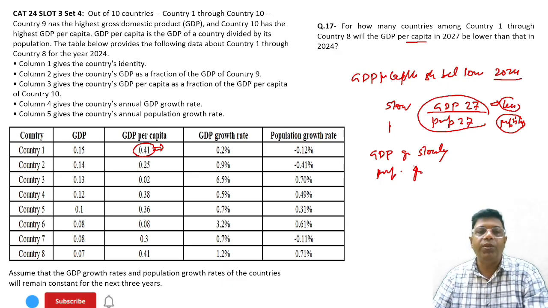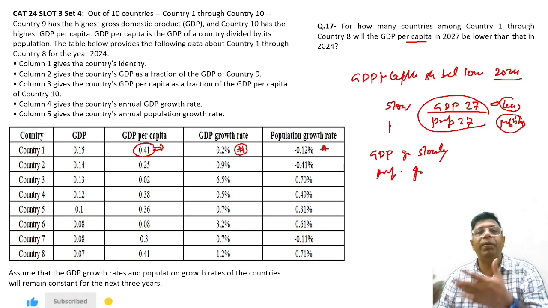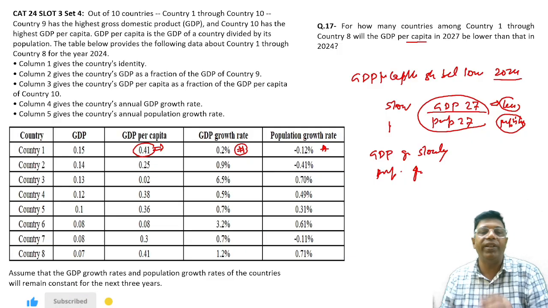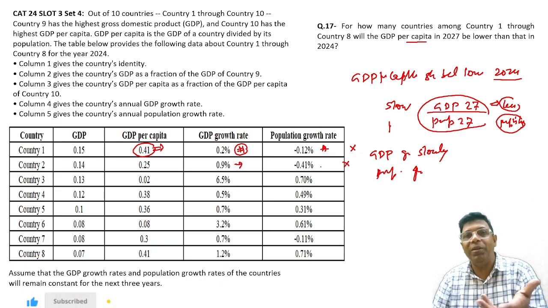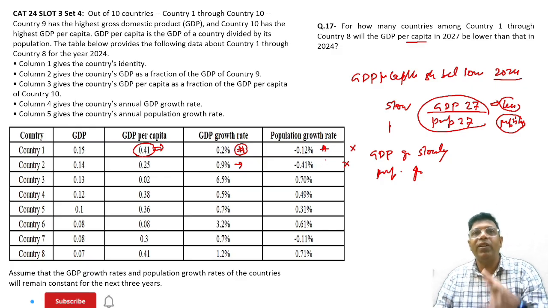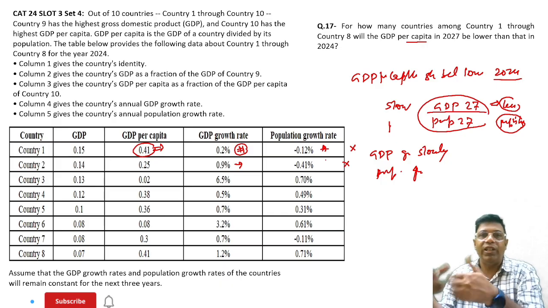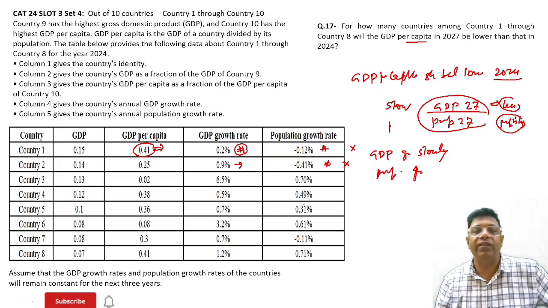Now let's observe. For country 1, GDP growth rate is at 0.2%, while population is decreasing, which means GDP per capita will go up. It won't come down. Now have this kind of observation. So gone. Same is here because GDP is growing at a positive rate and population is decreasing. So obviously GDP per capita will increase. Imagine for a country GDP is growing at a positive rate, population is decreasing. So GDP per person is going to increase. And we have to figure out for how many countries it is decreasing.